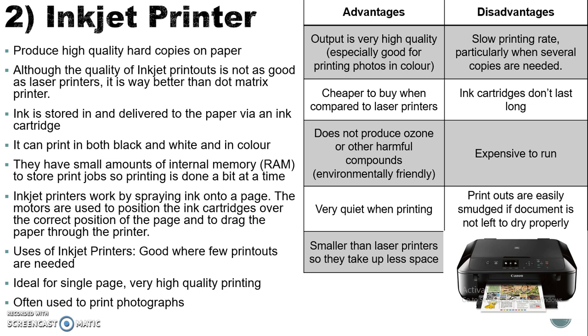It can be printed on both black and white and in color, and they have small amounts of internal memory to store print jobs, so printing can be done a little bit at a time. Inkjet printers work by spraying ink onto a page. The motors are used to position the ink cartridges over the correct position of the page and to drag the paper through the printer.